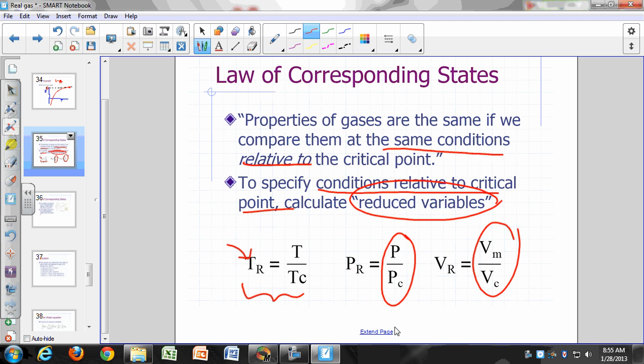So if you have two gases that have the same reduced variables, they're going to have the same Z. That's what we're saying here. Another way of stating this is that two gases with the same values for their reduced variables will have the same Z.